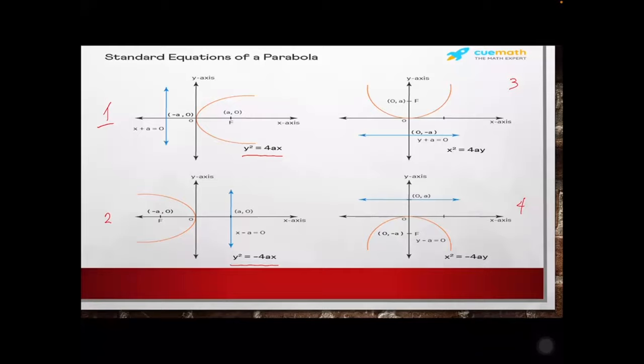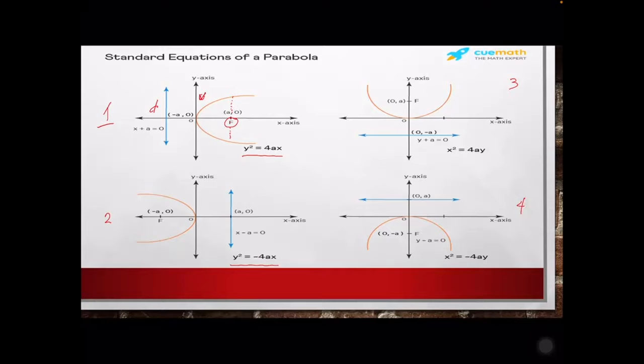So ito yung ating directrix, ito yung ating vertex, at ito yung ating F, which is the focus. So paano natin ma-determine kung gaano kalaki yung opening? It depends on the value of your letter A. Later, makikita natin kung paano kukunin yung letter.